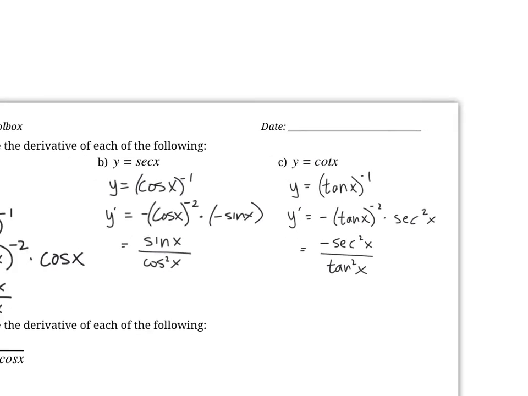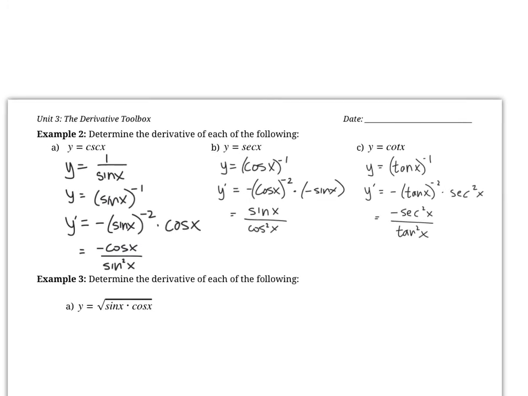So, do you need to memorize new things to find the derivative of cosecant, secant, and cotangent? No, just turn it into sine, cosine, and tangent, and then take the derivative of those. Easy.